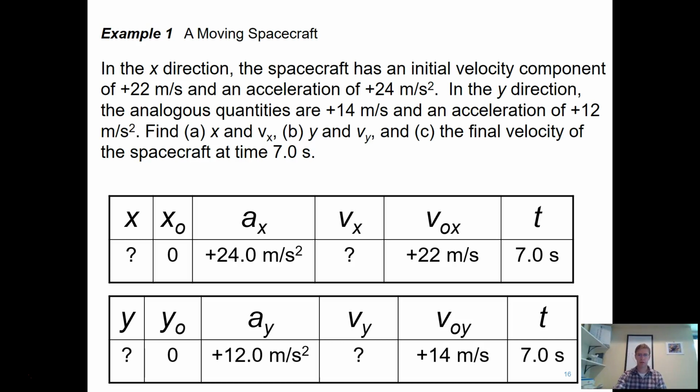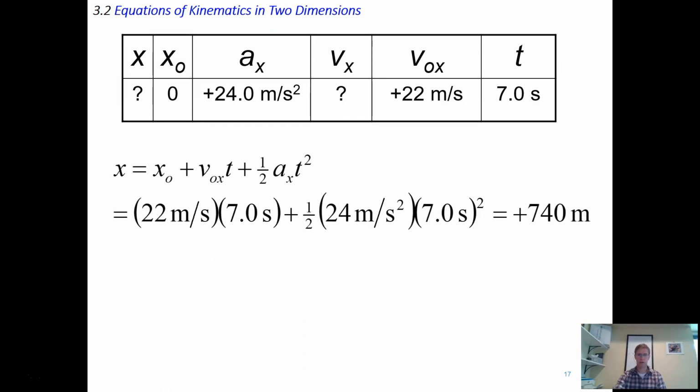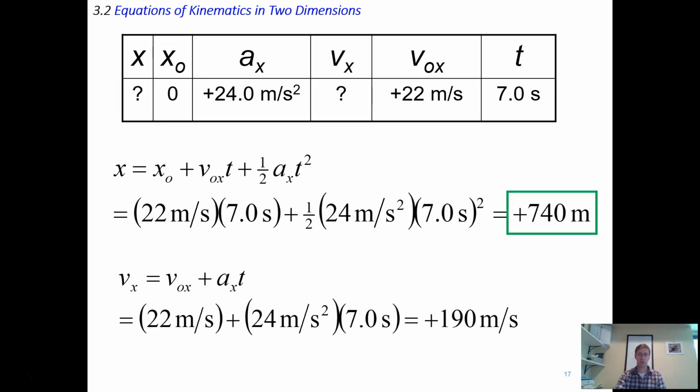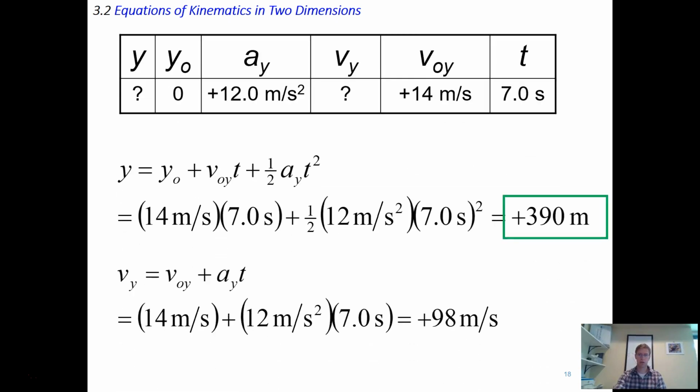Okay, now we try to solve. We want initially to find x final and v final in the x direction, so it becomes pretty straightforward. I use the second equation of motion, plug and chug, and I find that my final x position was 740 meters. I do the same thing with the first equation of motion for velocity and find that it's increased to quite a rapid pace of 190 meters per second. Both of those, boom, box-worthy. I do the same game in the y direction using the same equations of motion and again get two box-worthy answers of 390 meters and 98 meters per second.